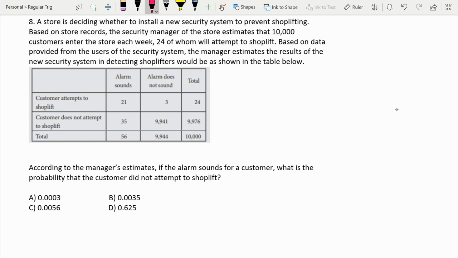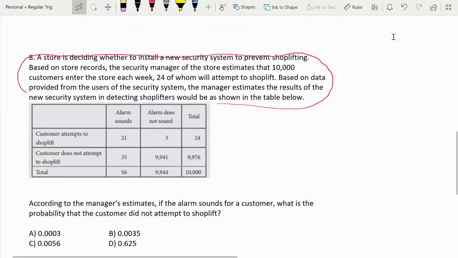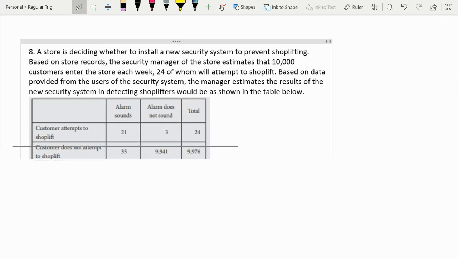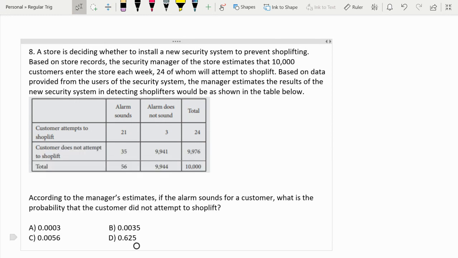If the alarm sounds for a customer, and especially with problems like this that give you a chart, I'm not even going to look at that mess to begin with. I might have to go back and read it, but to start off, I'm not even going to read that stuff. They give me a chart. So, if the alarm sounds for a customer, what is the probability that the customer did not attempt to shoplift?